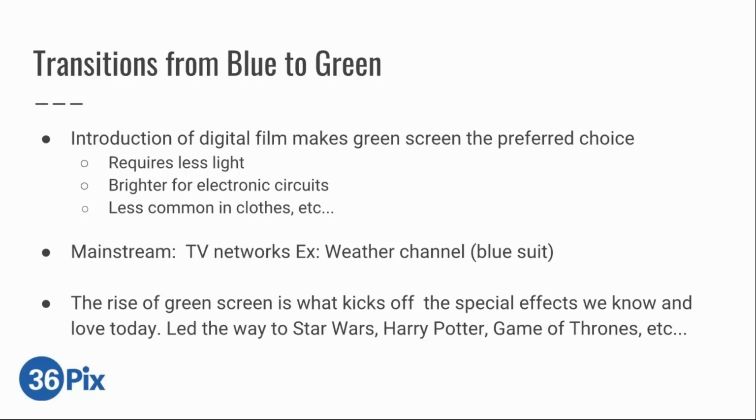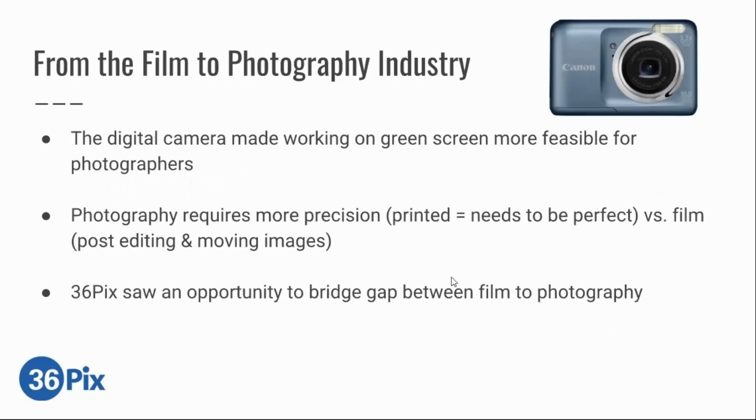Now, how did green screen find its way into the photo industry? That's what we're going to talk about here, and this is really where 36 Pix came in. With the invention of digital photography and digital films, we had the opportunity to work with the color channels. But the technology that was out there for the movie industry wasn't quite right for the photography industry, mainly because when you print a photo, compared to working with films, you need way higher resolution and details matter, as most of you know here.